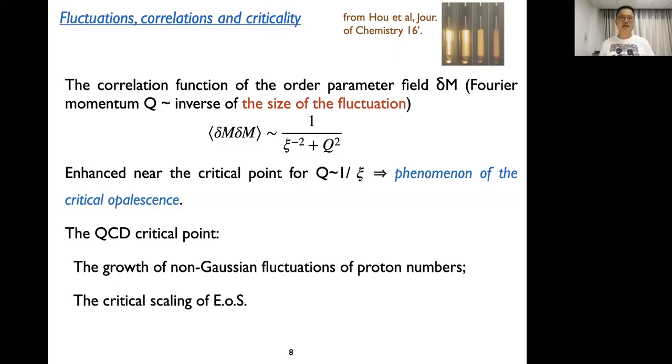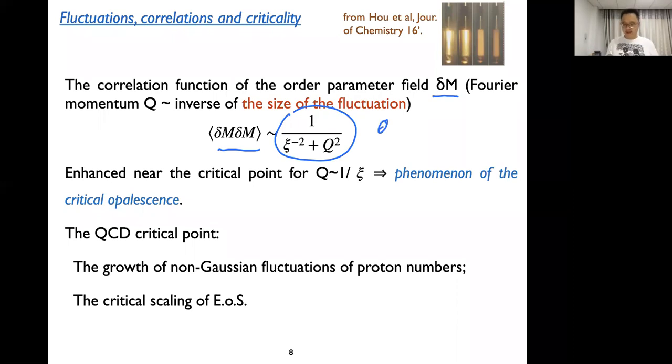So in this slide, I want to do some warm-up exercises and remind you which physical quantities are very sensitive to criticality. Let me use delta M to denote the fluctuation of the order parameter field. Now let us consider the two-point function of this order parameter field, and we do the Fourier transform. Q here denotes the Fourier modes, and if the system is in equilibrium, this two-point function is of the following form.